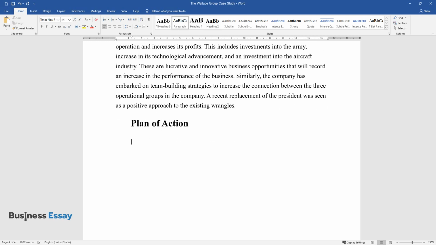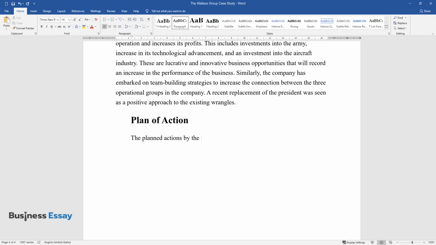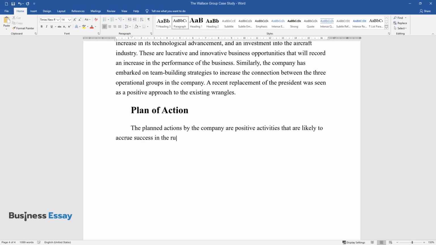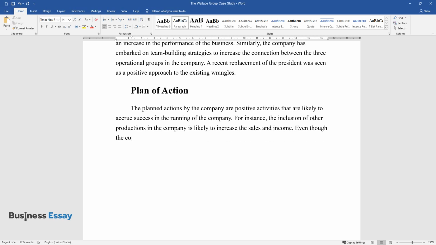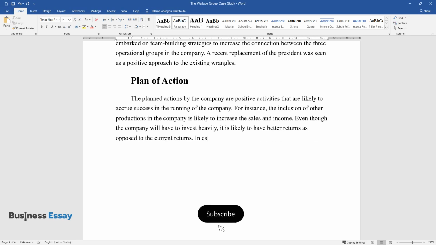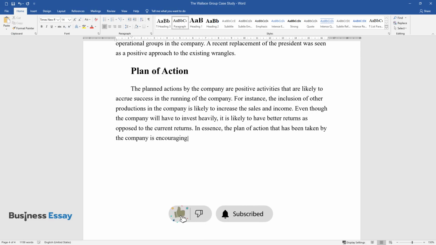Plan of action. The planned actions by the company are positive activities that are likely to accrue success in the running of the company. For instance, the inclusion of other productions in the company is likely to increase the sales and income. Even though the company will have to invest heavily, it is likely to have better returns as opposed to the current returns. In essence, the plan of action that has been taken by the company is encouraging as it will encourage profits and developments.